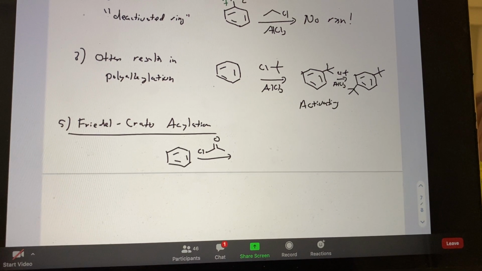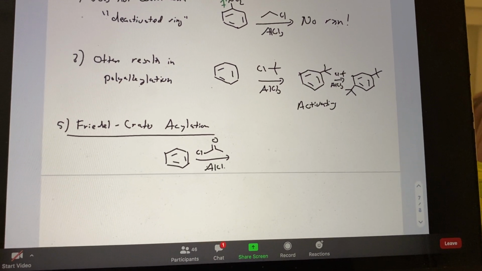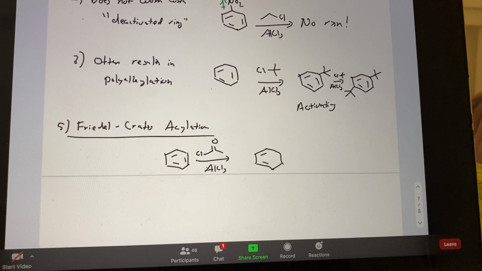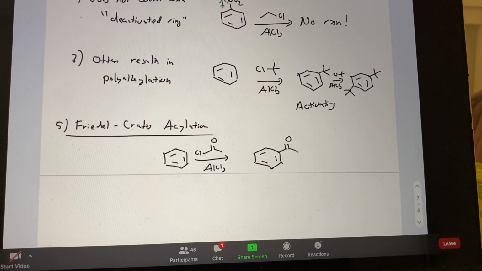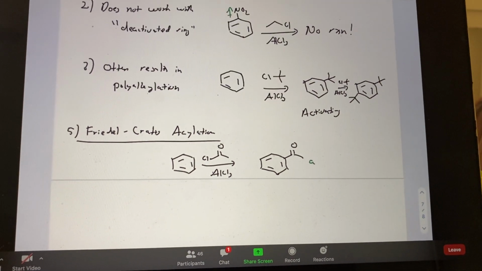Rather than taking an alkyl group, let's take what's known as an acyl group. Also AlCl3. Same pour drawing of benzene. And now we've added this group to the benzene ring. And so this now here is known as an acyl group.